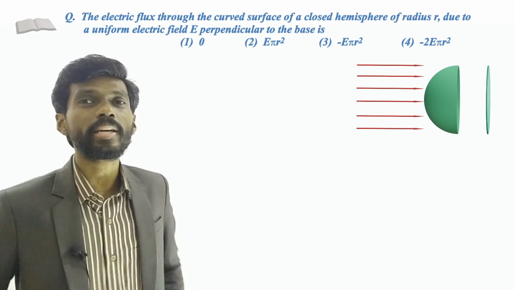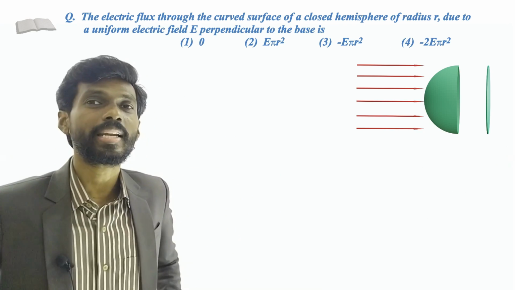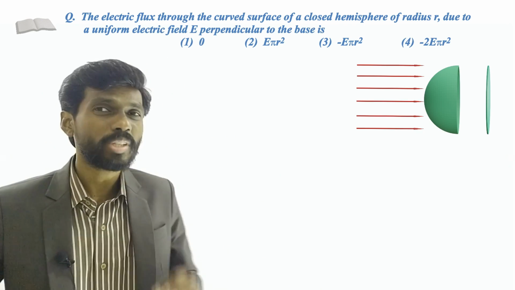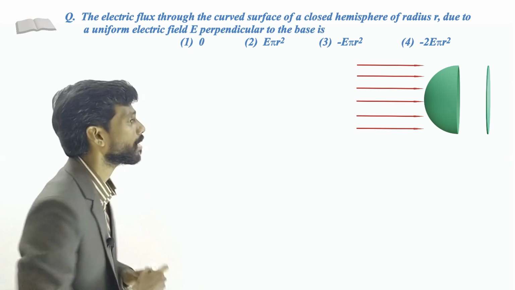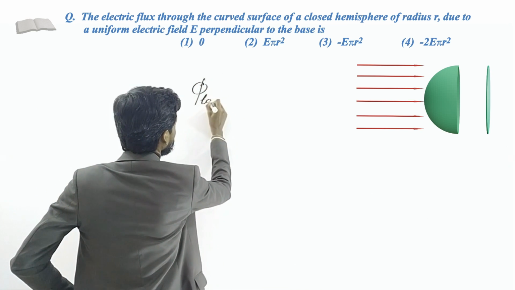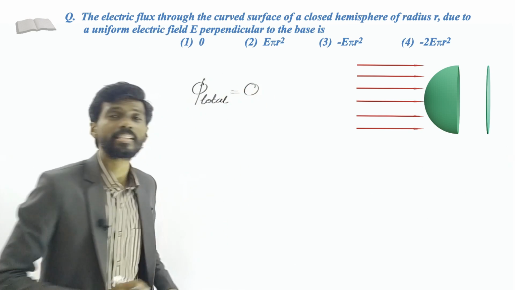But the question here is to find the electric flux through these two surfaces separately. So we have to find the electric flux through this curved surface separately. Let us find it using two methods. Even though it is a very simple question, let's use two methods. The first method is, as we know, the total flux through these two surfaces is 0, alright.